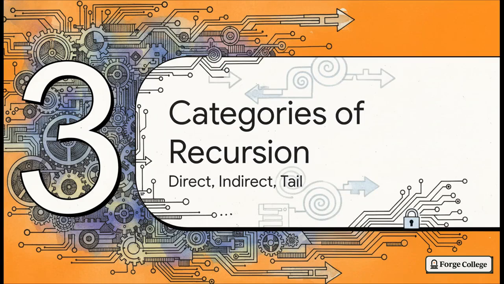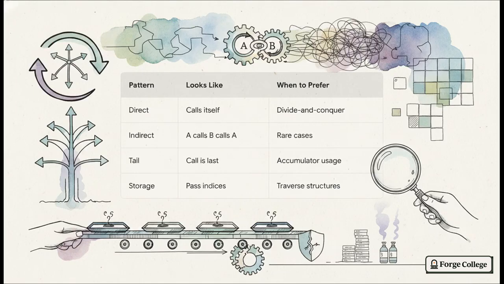All right, Section 3, Categories of Recursion. Now, not all recursive functions are created equal. You're going to encounter a few specific flavors. First, we have direct recursion. That's when a function simply calls itself. It's super common and great for natural divide and conquer problems. Then there's indirect recursion, where function A calls function B and B calls A. Honestly, this gets complicated really fast, so you won't see it too often.